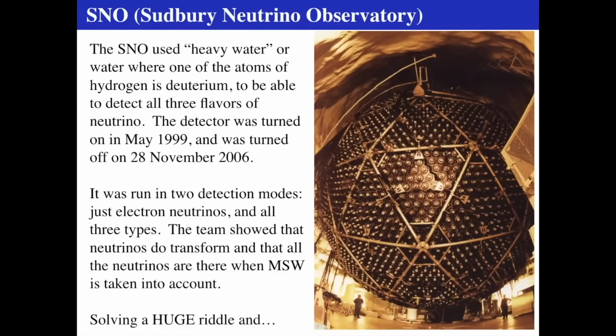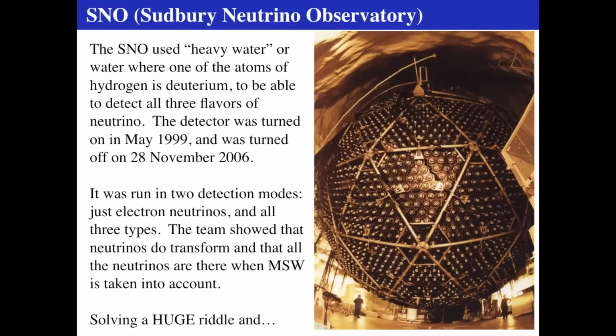So that's interesting. And then what another group finally did is that the Sudbury Neutrino Observatory used heavy water, a particular kind of water where one of the hydrogen atoms is deuterium. And this allowed them to detect all three flavors of neutrino directly. In 1999 they turned it on, and they turned it off in 2006. So this is really recent.